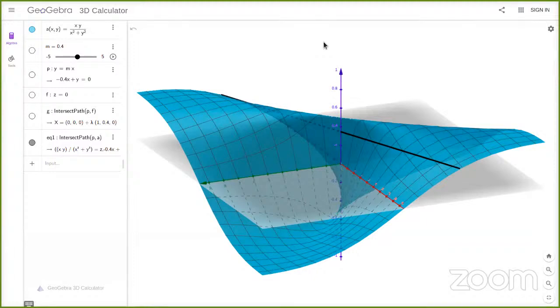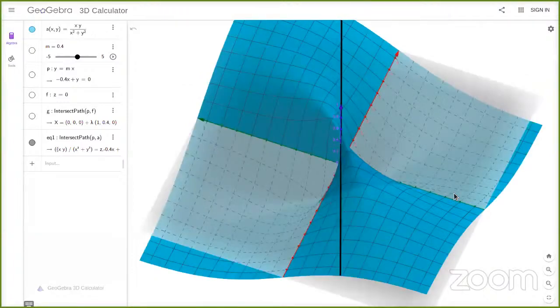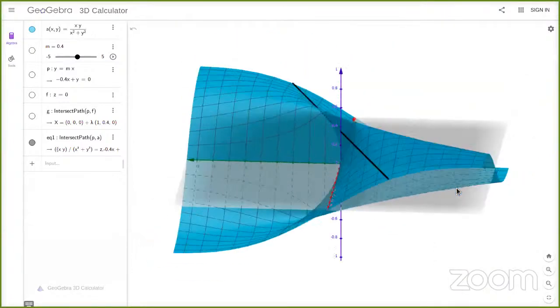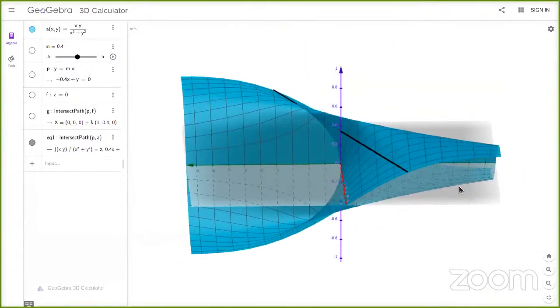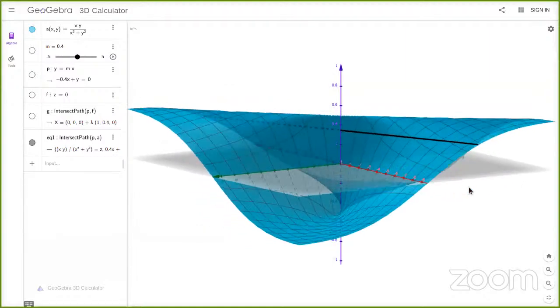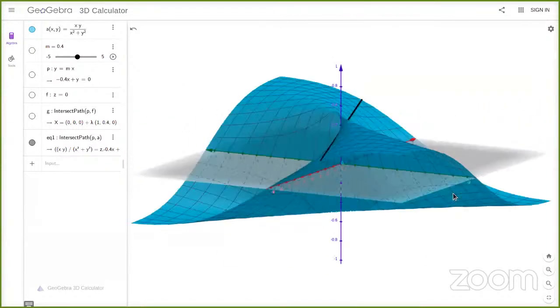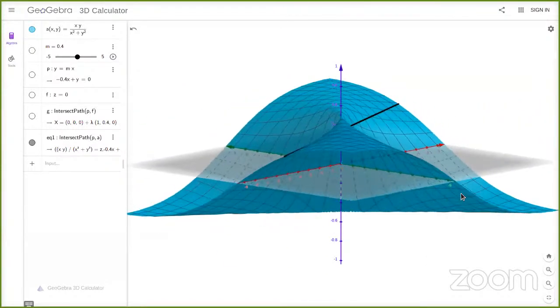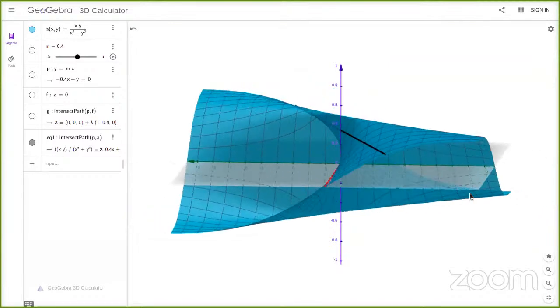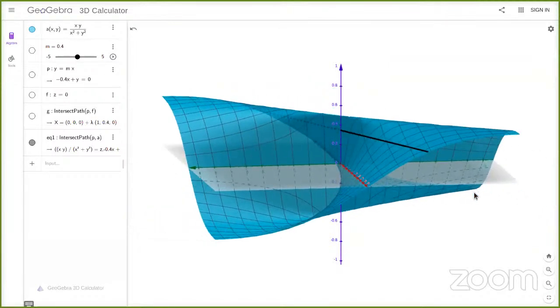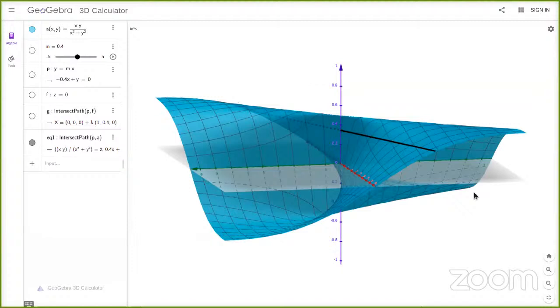So I am taking the same function, xy by x square plus y square. You can see this is the surface which we are talking about. So this red axis is basically the x-axis, the green one is your y-axis, and the blue one, which is perpendicular, is the z-axis, where we are plotting the function.